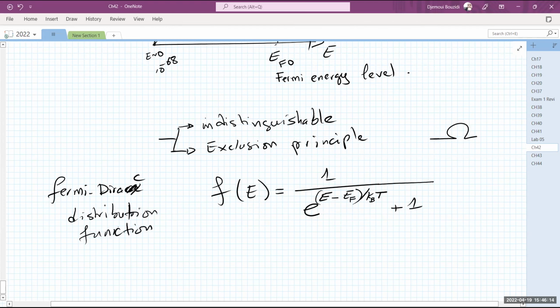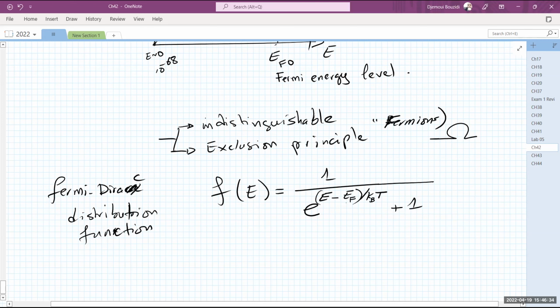As opposed to Maxwell-Boltzmann distribution function, because these particles are, I'm sorry, not bosons, fermions, because of this requirement. If they were bosons, this expression would have a minus in it. Okay, that's Bose-Einstein particles. Okay, Bose-Einstein statistics.